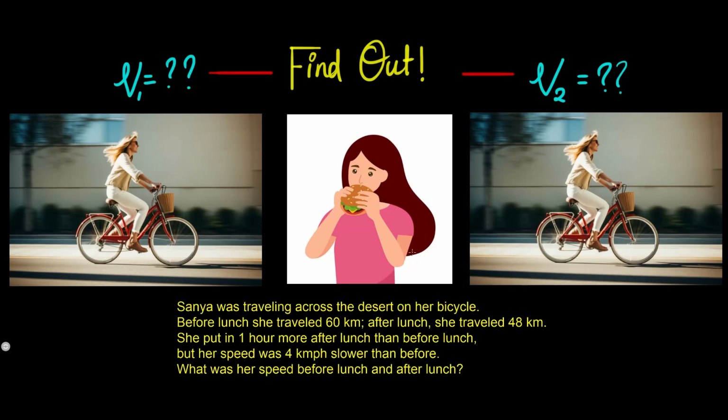Sanya was riding her bicycle in a desert. I know the image really doesn't look like a desert, but imagine it to be a desert. She was riding her bicycle with a certain speed before the lunch, and when lunch time came, she was eating her lunch. After the lunch, she decided to resume her journey with her bicycle in the desert.